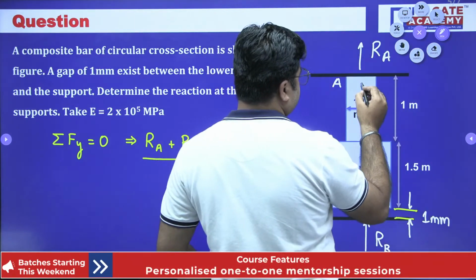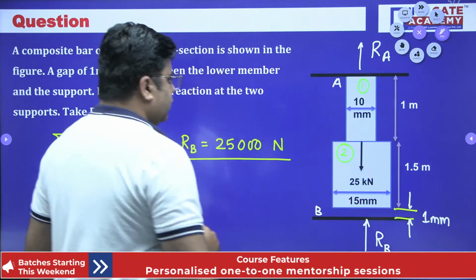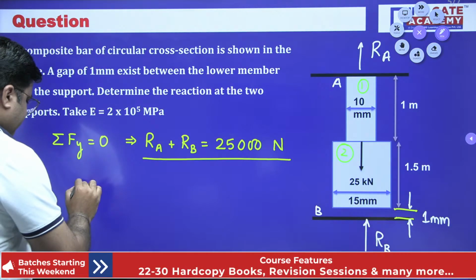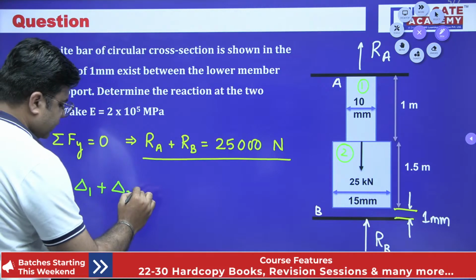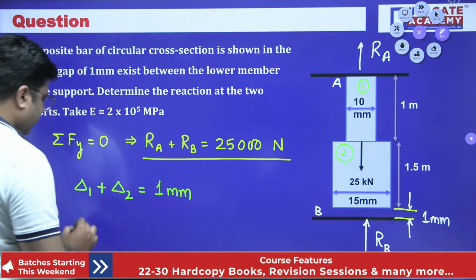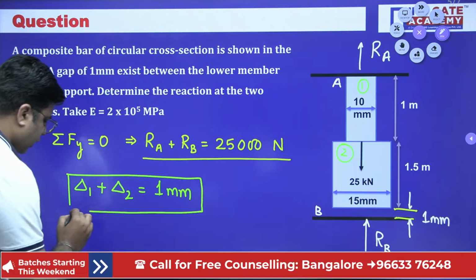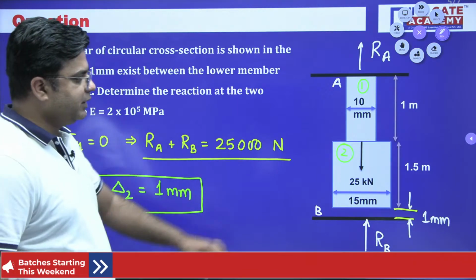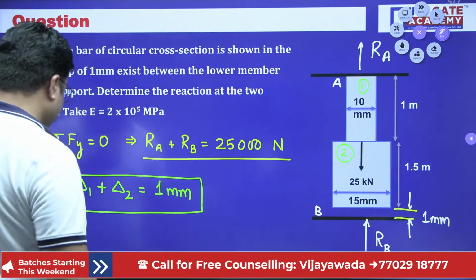So this is the first member and this is the second member. The total deformation, delta 1 plus delta 2, is equal to 1 mm, right? Now for calculating the individual deformations, we need to know how much load is present in these two members. For that, we need to draw the FBD for these two members.